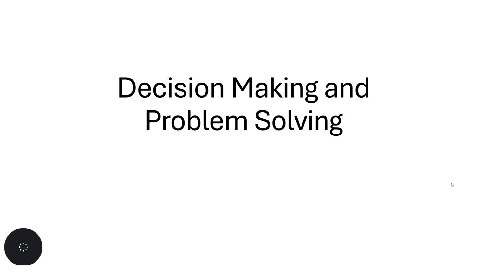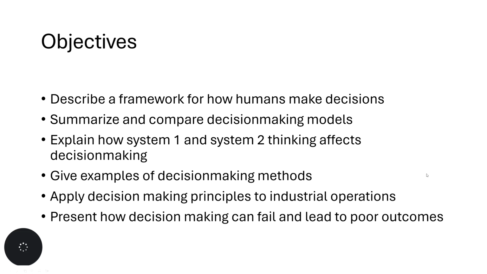Okay, so this will be the lecture for human performance field investigation on decision making and problem solving. The goals for this lecture are to describe a framework for how humans make decisions. We're going to summarize and compare decision making models. We're going to explain how System 1 and System 2 thinking affects decision making, give examples of decision making methods, apply decision-making principles to industrial operations, and present how decision-making can fail and lead to poor outcomes.